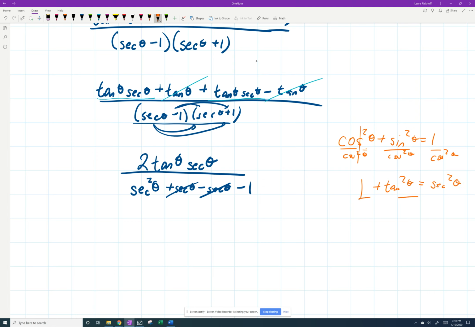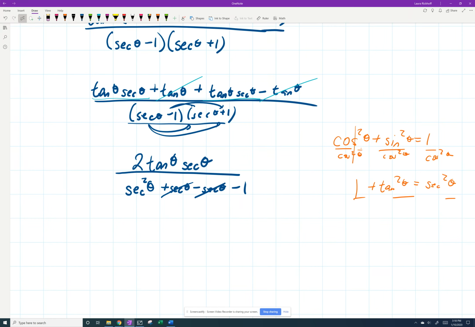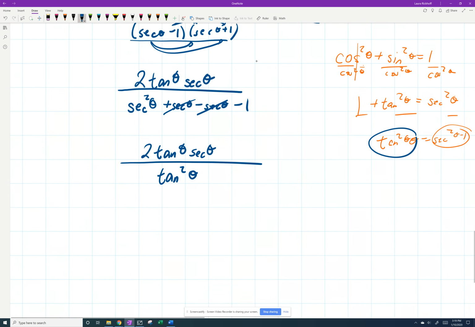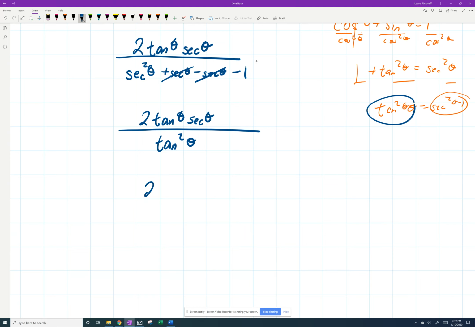So if I divide every piece by cosine squared, we get 1 plus tangent squared equals secant squared. And then I notice here I've got secant squared minus 1, so if I just toss that over, tangent squared theta equals secant squared theta minus 1. So that bottom is just tangent squared. So I'm going to leave the top the same, and I'm going to make the bottom be tangent squared. And then even more brilliance, one of those tangents will cancel.